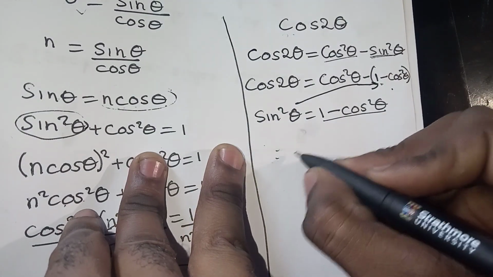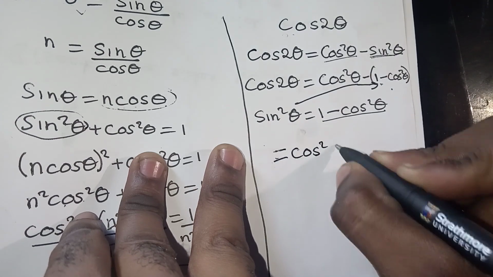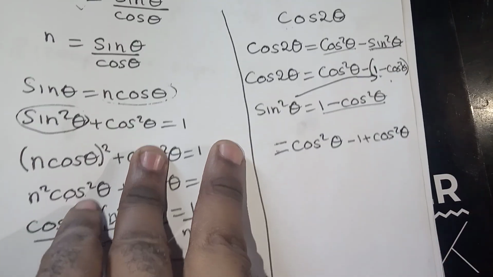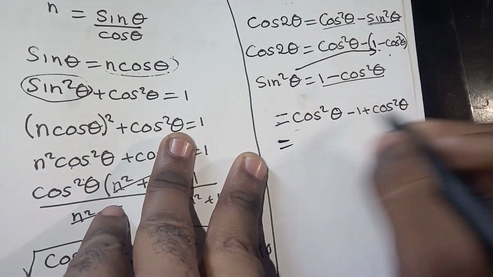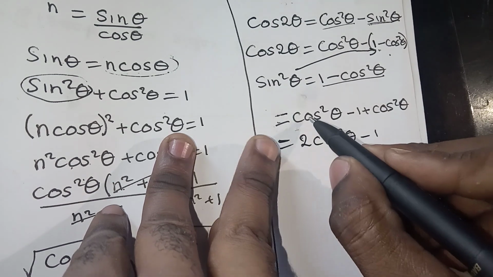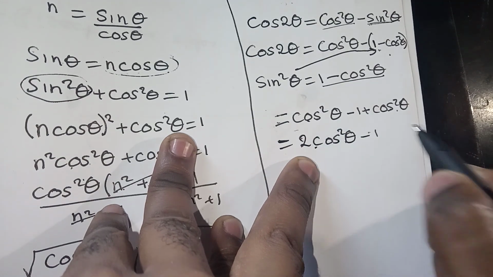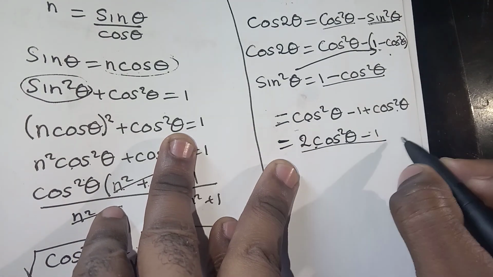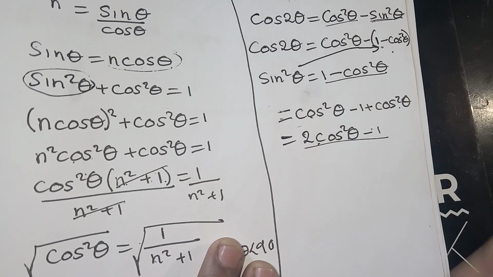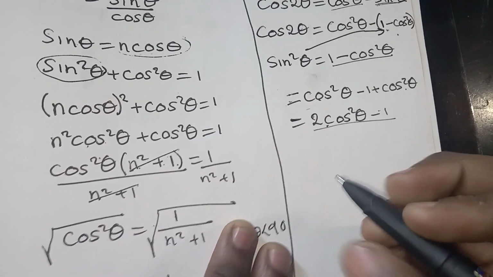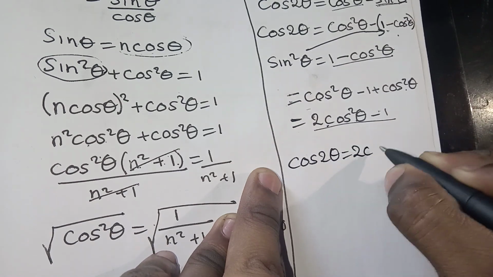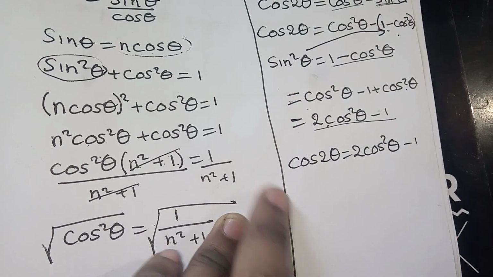Okay, so next, let's simplify it. This will be cos squared theta minus 1 plus cos squared theta. So if you're already familiar with this identity, you can straight away just use it. This plus this is 2 cos squared theta minus 1. So if you already know this identity, you can just quickly use it. You really don't need to go through this. So we can say cos 2 theta is equal to 2 cos squared theta minus 1.